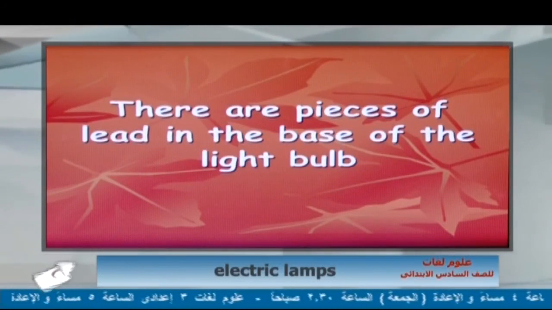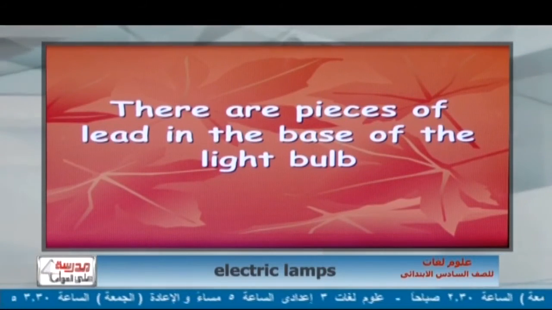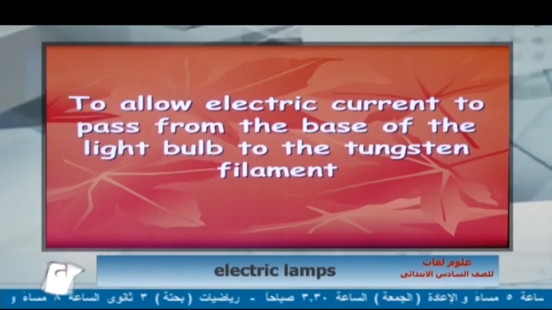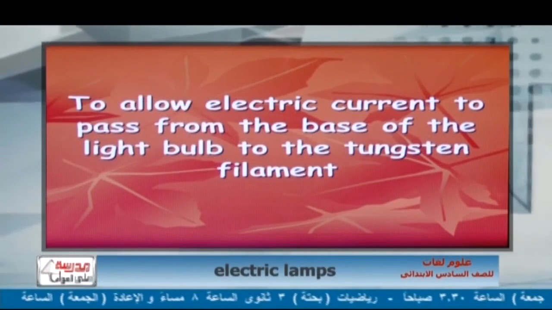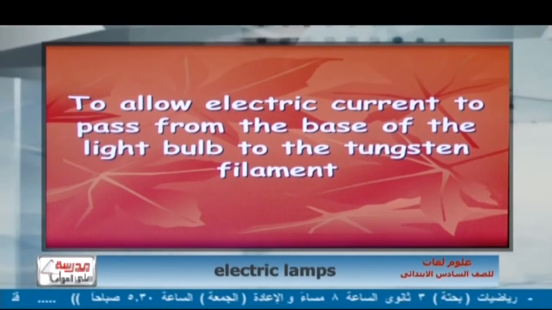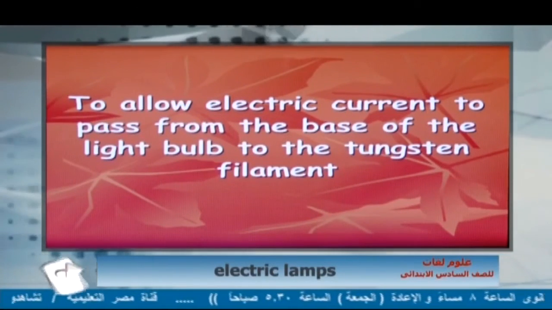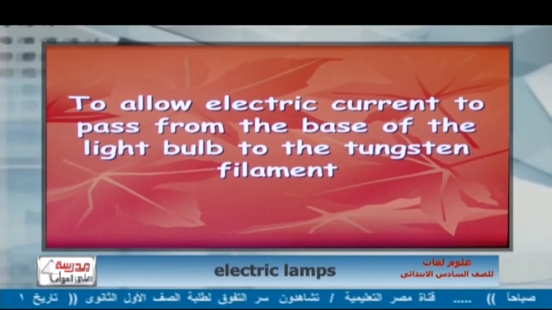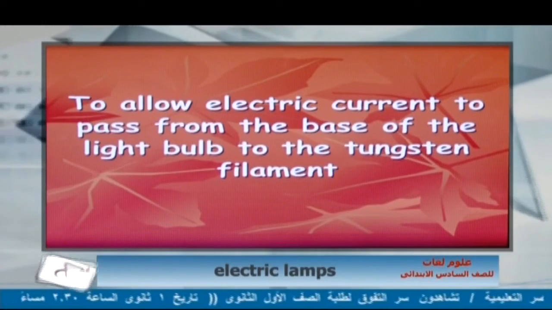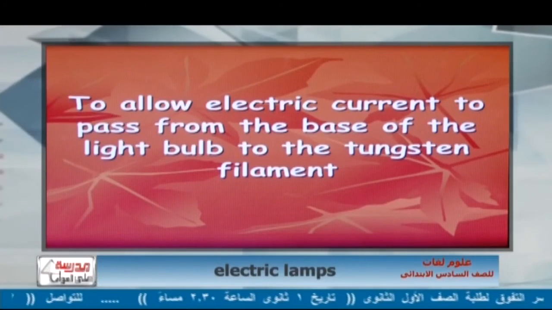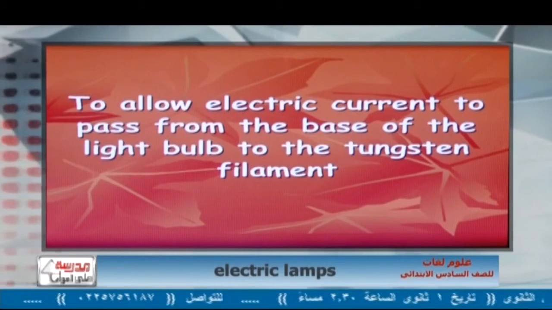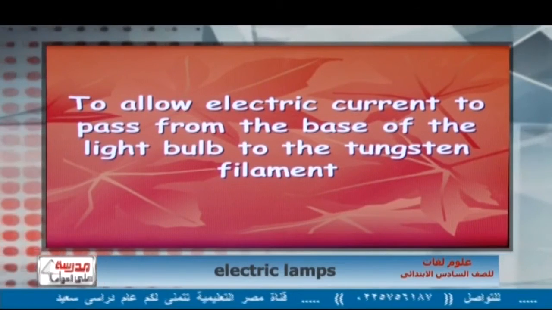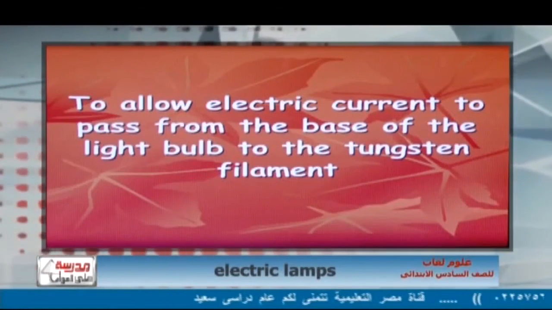There are pieces of lead in the base of the light bulb. He is asking what the function of the pieces of lead in the light bulb is. The answer will be that to connect or to allow electric current to pass from the base of the light bulb to the tungsten filament. To allow electric current to pass from the base of the light bulb to the tungsten filament, which in turn will cause glowing of the tungsten filament and give out light.